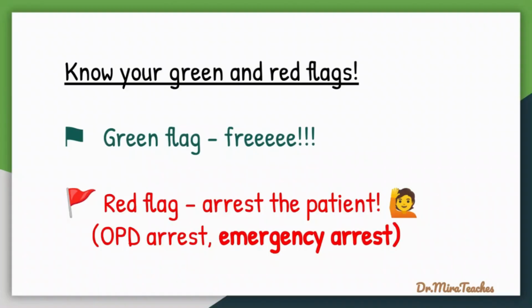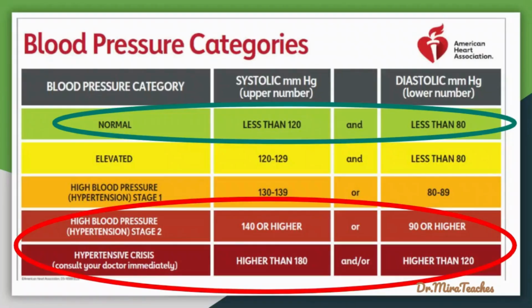Now, what are the green flags and what are the red flags that you are supposed to know? Let's go back to the table. Now you'll see that this table looks better. You see that this is green. So here's where your green flag is. Okay, so we have one green flag and we have two red flags. Now the green flag is a normal blood pressure, which is a BP of less than 120 for systolic and for diastolic less than 80 millimeters of mercury. So this is your green flag. You see a patient with this green flag, let the patient go scot free.